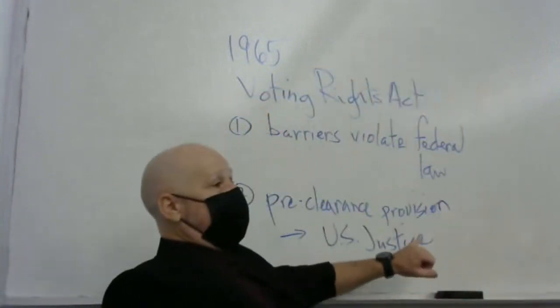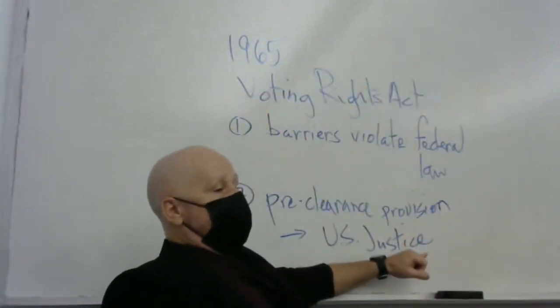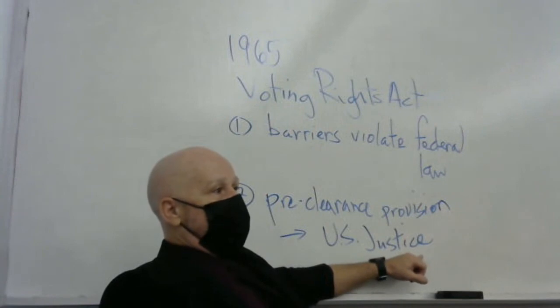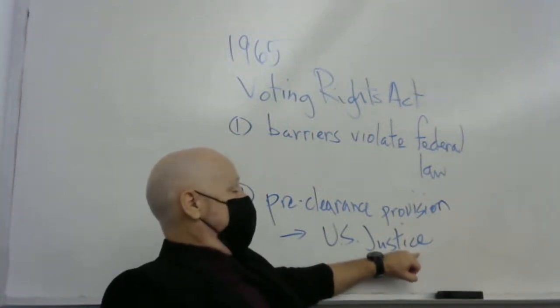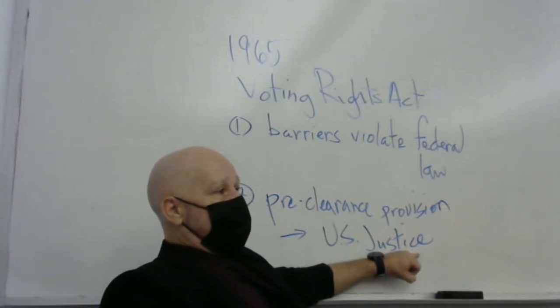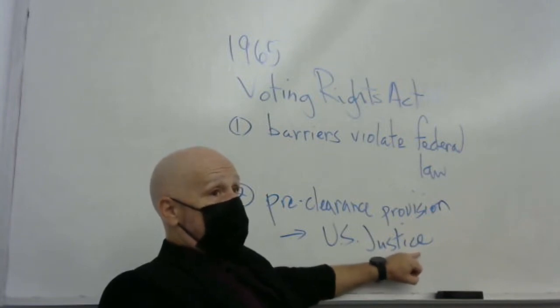So if a state is going to propose to adopt a new law affecting voting or elections, if it's one of these states, like Texas, that had a history of discrimination on the basis of race, it's going to have to be cleared first. The U.S. Department of Justice is going to have to issue a finding that it's not discriminatory.